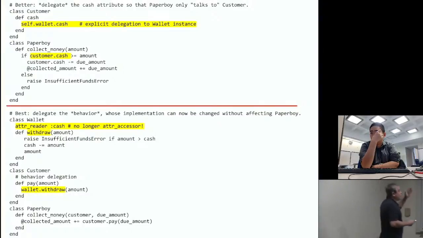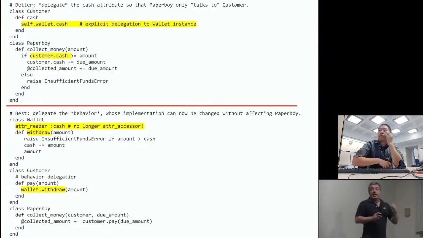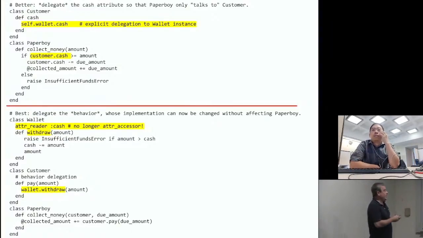So if you do a further round of delegation, instead of delegating the computation of cache, I will delegate the entire behavior of moving cache out, right? Which means now, in the wallet class, we can put our logic about what to do if there is not enough cache. Later, we could decide that if there's not enough cache, we'll do a transfer from PayPal, and now there's enough cache, or whatever, right? The idea of withdrawing is now a behavior. So rather than just delegating a data attribute, delegate the behavior.